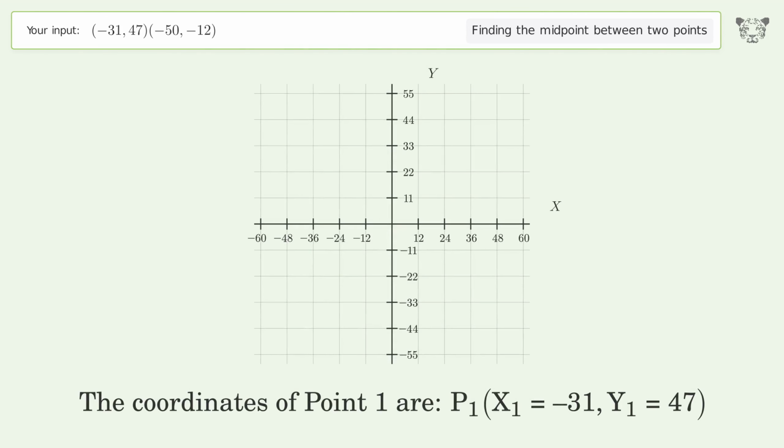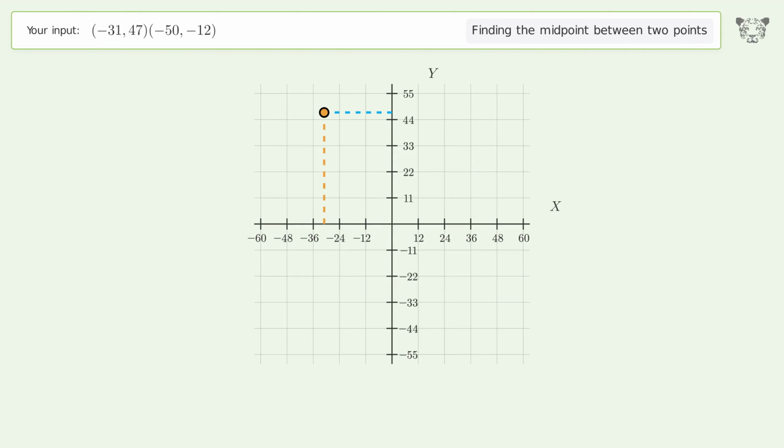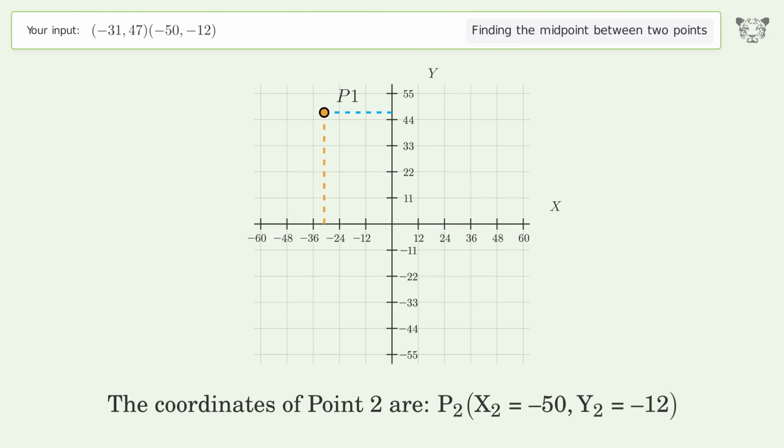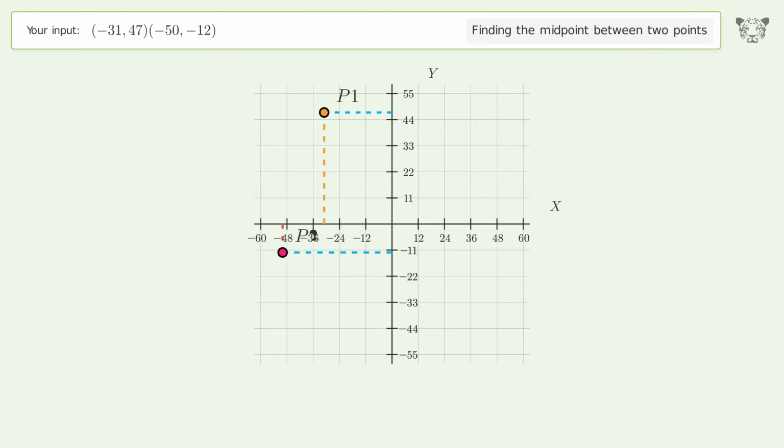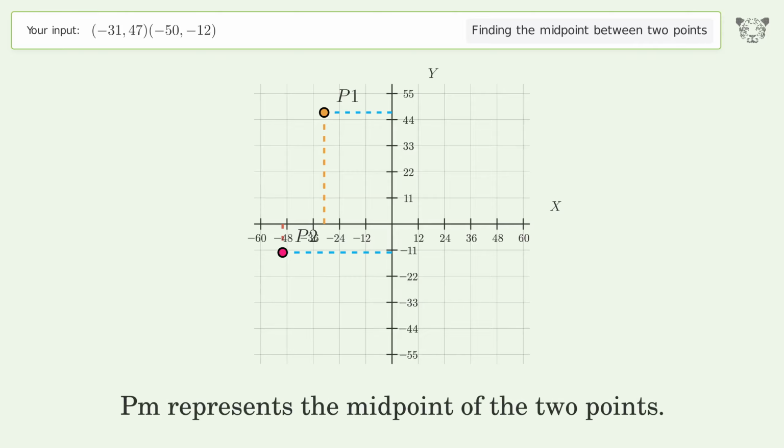The coordinates of point 1 are, x1 equals negative 31, y1 equals 47. The coordinates of point 2 are, x2 equals negative 50, y2 equals negative 12. PM represents the midpoint of the 2 points.